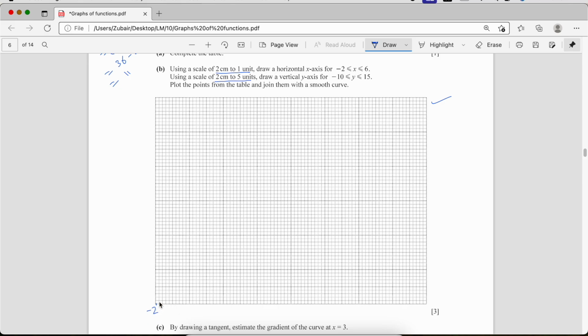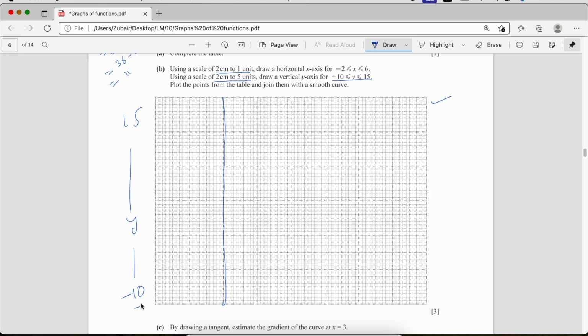So this would be my minus 2, and after 2 centimeters, that's 1 unit. So this is my minus 1, this is going to be my 0. Now I've identified that if this is 0, I will have my y-axis along this line. Because this fulfills the requirement of the question, I'll be able to write values from minus 2 and onwards. In case of y, I have to fit values from minus 10 to 15. I'm selecting the lower end.